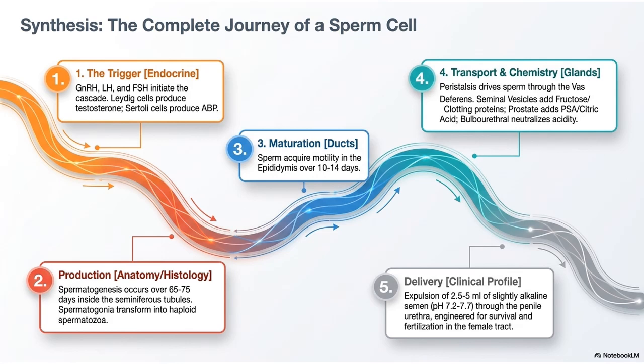They acquire motility in the epididymis over 10 to 14 days, and then they are transported through the vas deferens. During the course of their transport, the semen is also secreted, which is contributed by the seminal vesicles, prostate gland, and the bulbourethral glands. And finally, on ejaculation, there is an expulsion of 2.5 to 5 ml of slightly alkaline semen into the penile urethra, which is engineered for survival of sperms and fertilization of the ovum in the female tract.